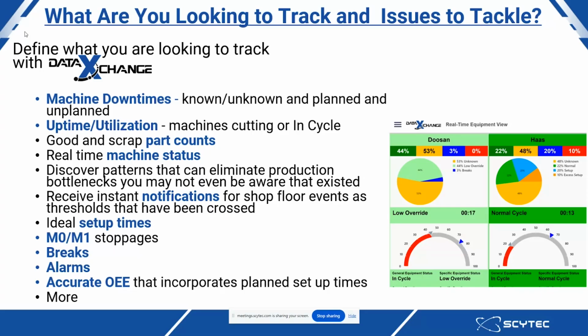a high-level overview of the things that you're able to track, such as machine downtimes, which can be split into known and unknown and planned and unplanned downtimes, uptime and machine utilization, which is if your machines are cutting or in cycle. We also have the ability to track good and scrap part counts, see real-time machine status, which you can see as a screenshot over there on the right that I will discuss at the end of this list. You can also discover patterns that can eliminate production bottlenecks you may not even be aware existed.